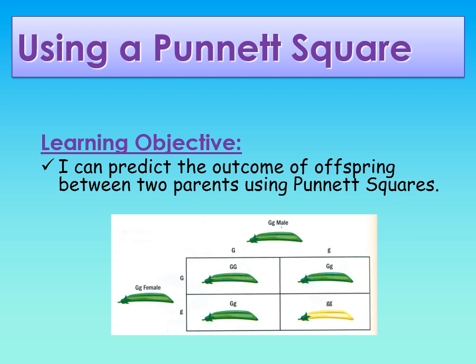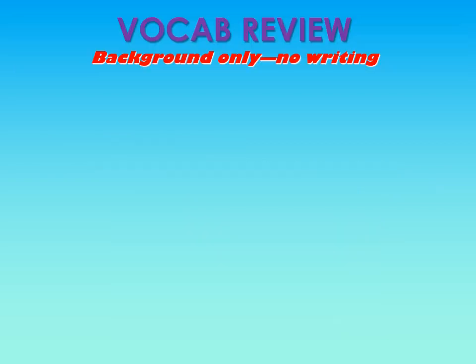Your lesson today is on using a Punnett square. The learning objective is that you can predict the outcome of offspring between two parents using a Punnett square.